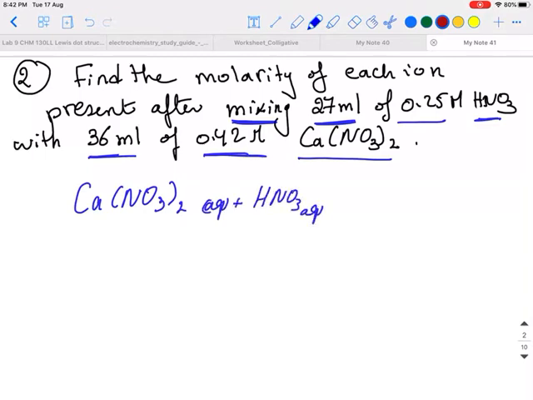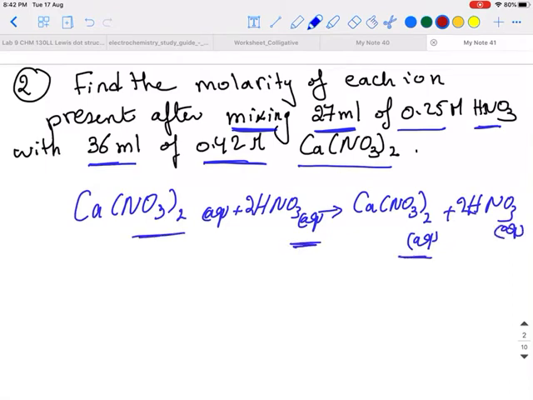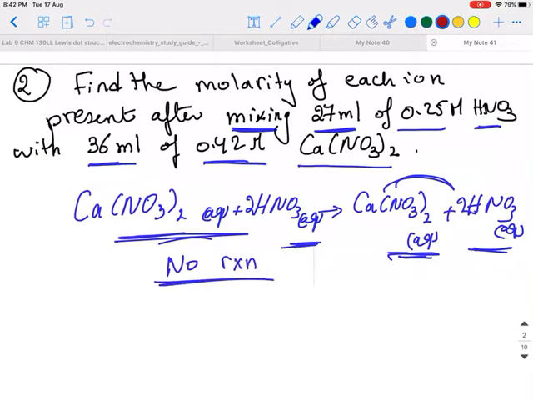Calcium nitrate is aqueous, and nitric acid in solution is aqueous, which means they split into their corresponding ions. Upon a double replacement reaction, this will be calcium nitrate again, and HNO3. So as you see, no reaction. All of these are in the aqueous form, and they are the same substances, the same ions that would be given, so no reaction. This is just mixing with no reaction.